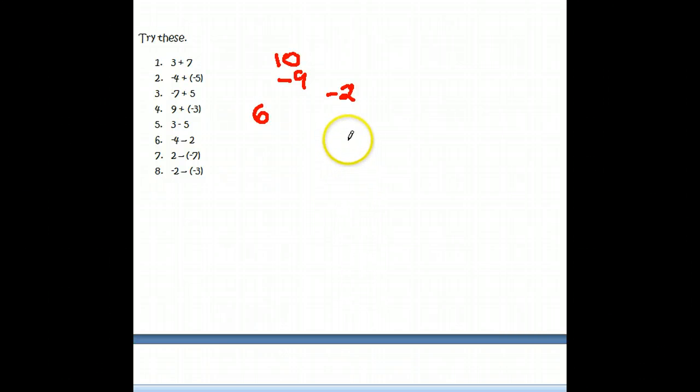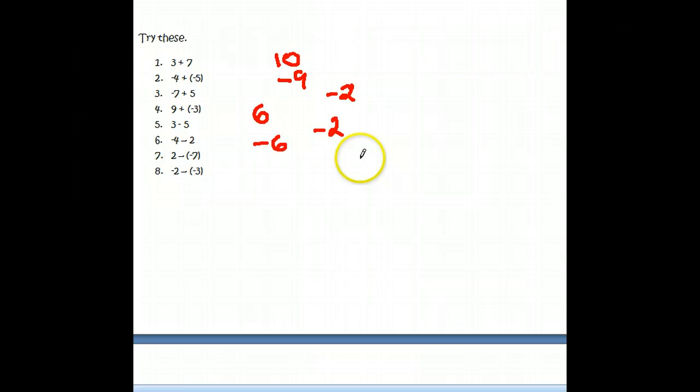Number 5, we're starting at 3. It's a subtraction problem, so we're facing to the left now. But we're going forward 5, because 5 is positive. And that's going to take us to negative 2. Number 6, we start at negative 4. We're subtracting, so we're facing to the left. It's a positive 2, so we're going to go forward 2, and that's going to take us to negative 6.